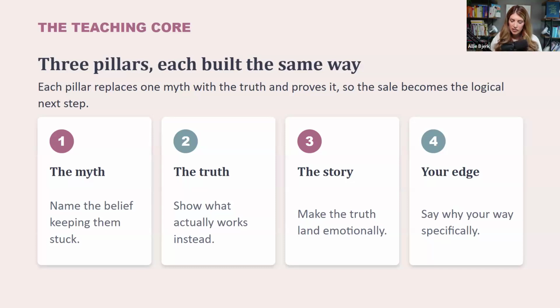But then the next step is showing them how it could work instead. If they only knew how to do X thing, it could be a totally different story for them. And then the story is what's going to make that truth land for them and be memorable. Think about all the parables and all the stories we have. We remember stories way more than straight facts. We connect emotionally to stories, and that's why they're memorable.